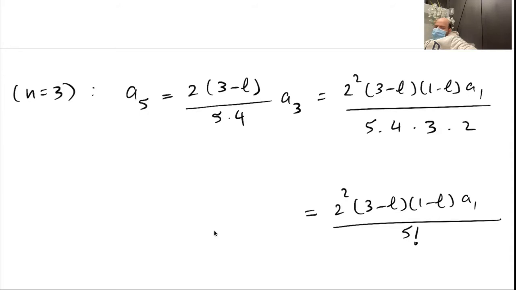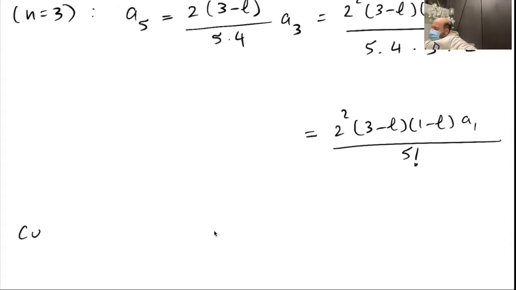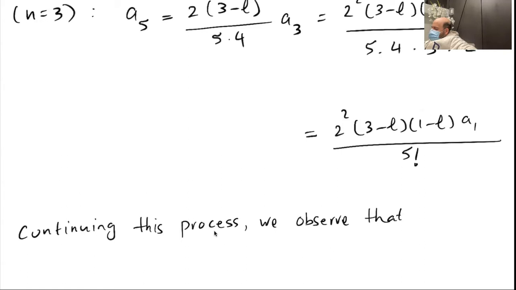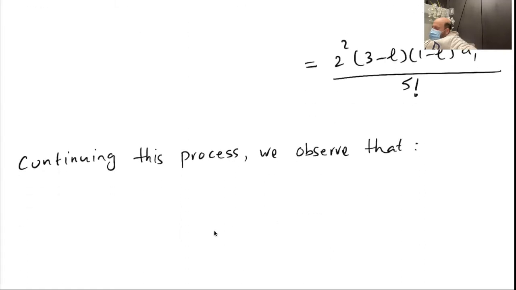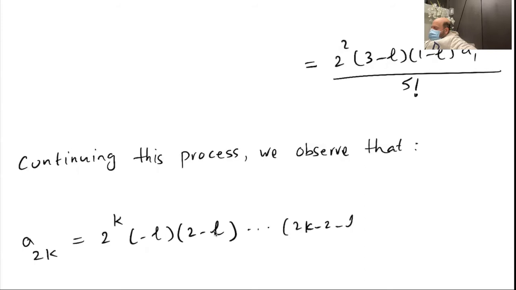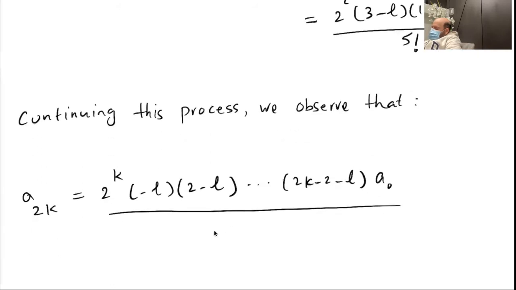Now if I continue this process, we observe that A_2k will be equal to 2 to power k times (-L)(2 - L), all the way to (2k - 2 - L) times A0, divided by (2k) factorial.